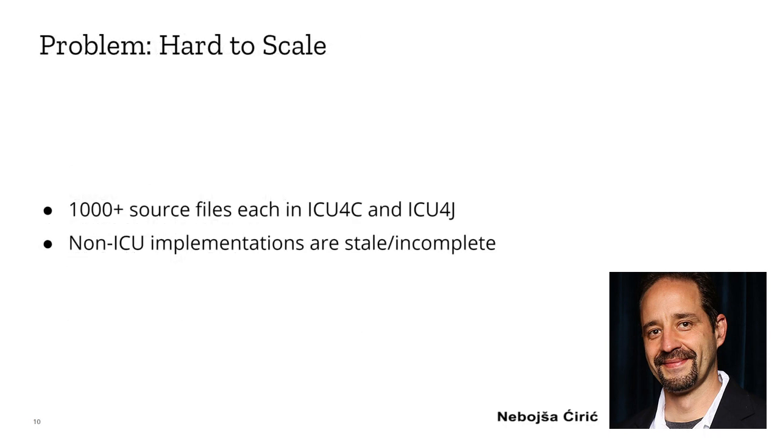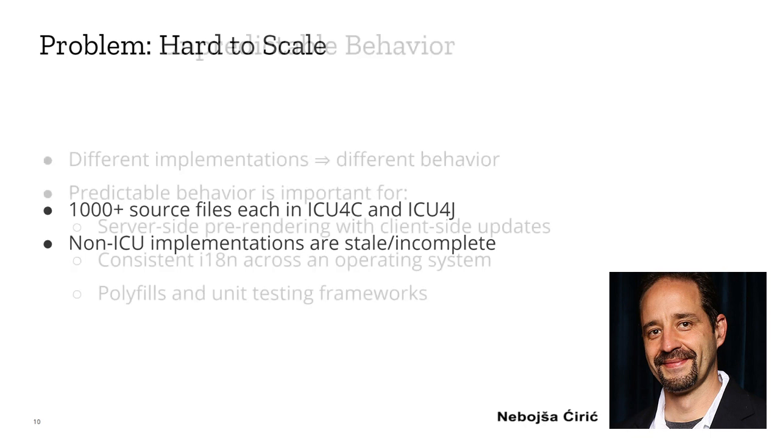However, there are problems with patchwork of libraries. The most obvious is difficulty to scale. ICU4C and J each have over thousands of source files. Most of the other libraries implement a subset of functionality of those two. Even if you take time to port these libraries, the code and data get stale quickly.